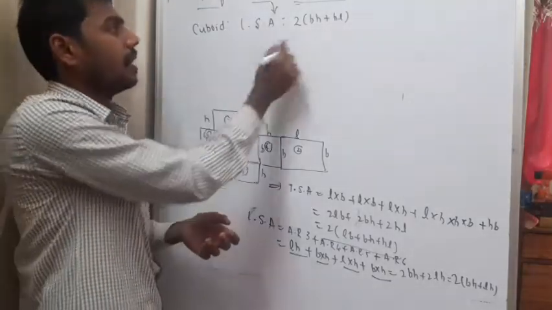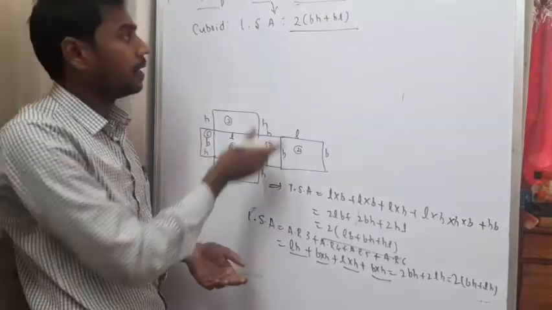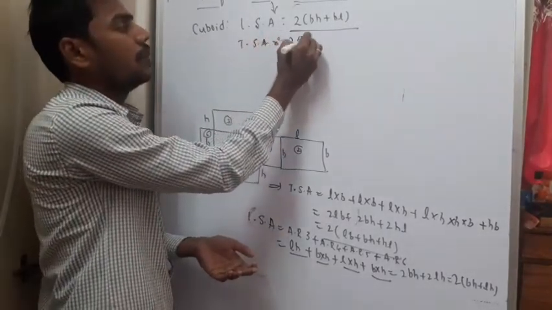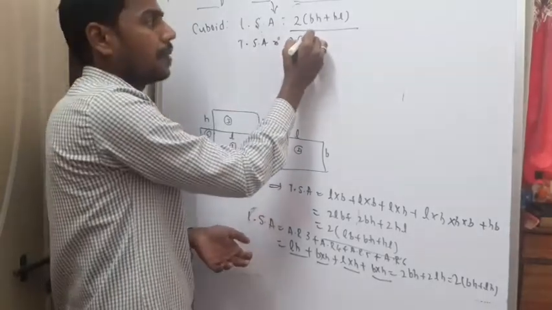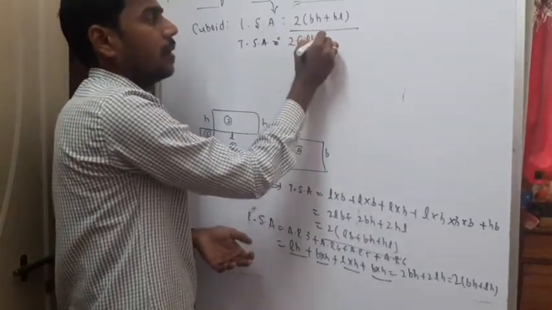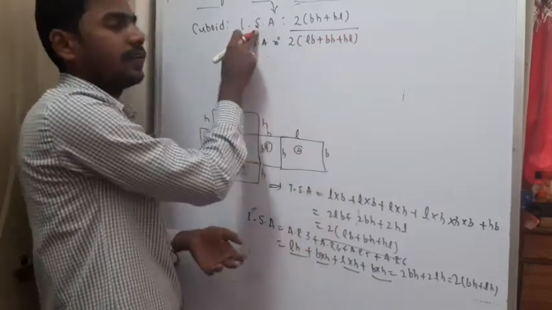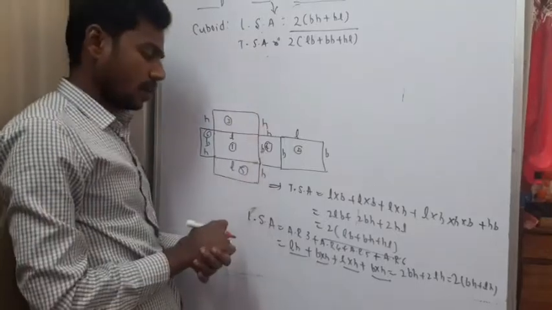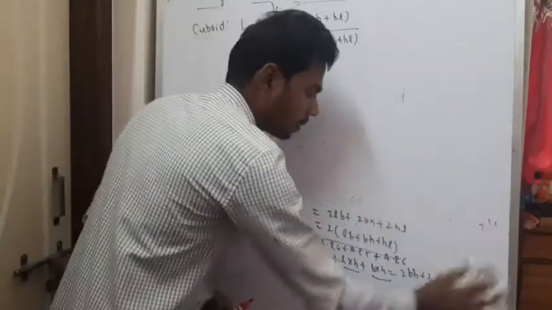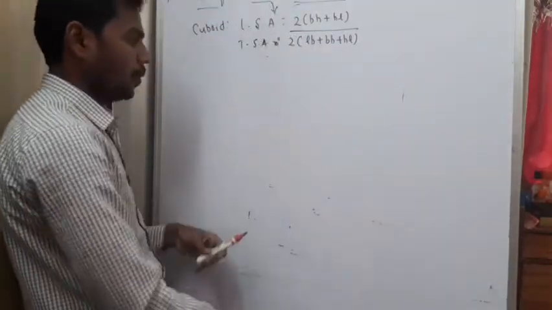See, lateral surface area is 2 into BH plus HL. How we got it, I explained. Next, total surface area is 2 into LB plus BH plus HL. So this is the lateral surface area and this is the total surface area. So please note this down. I am going to erase this part. Next, we are going to study the cube.